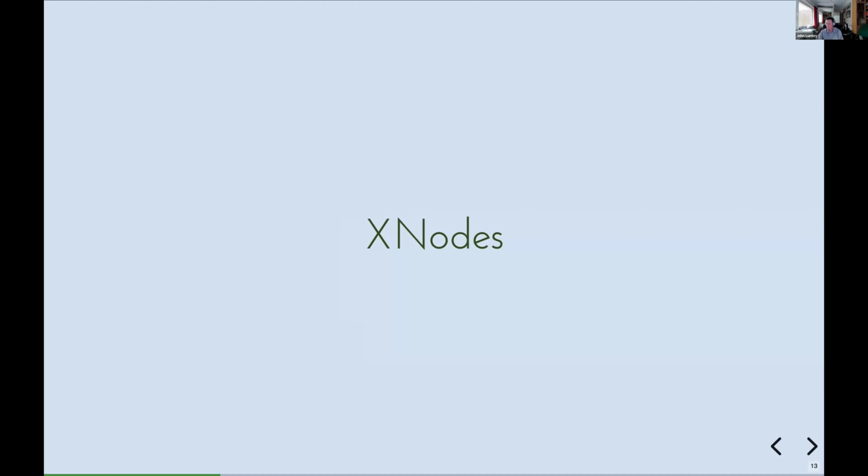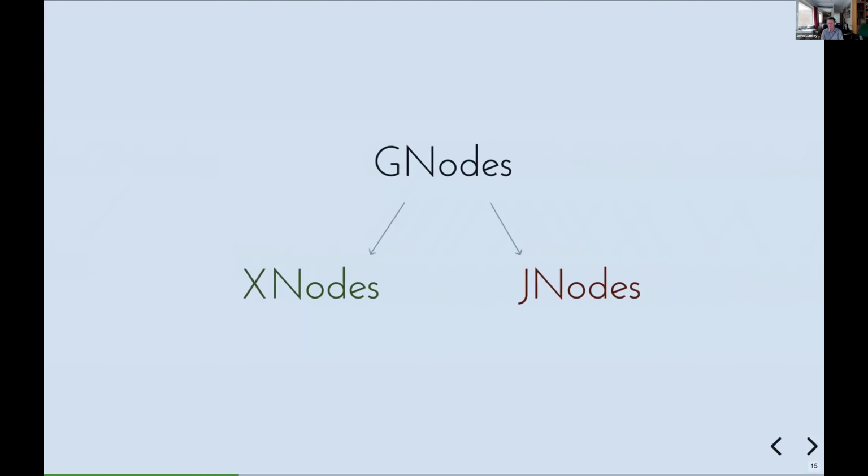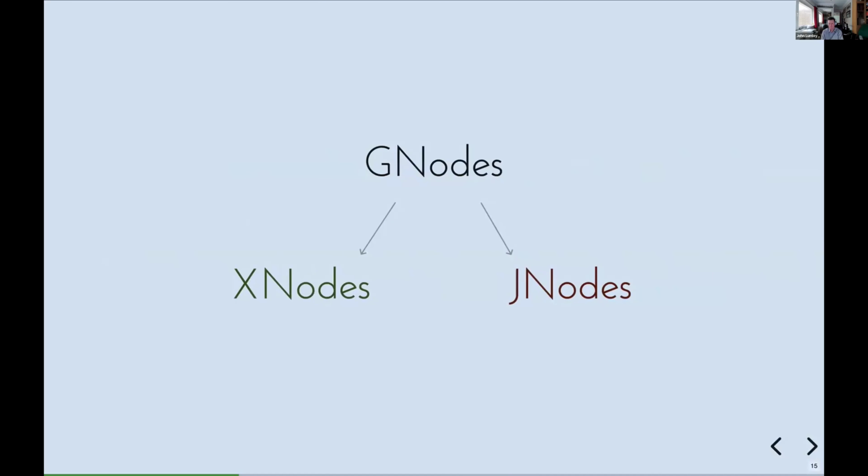And to have as few breaking changes as we could, this is all based on the work of Michael K, obviously. He generalized them to G nodes, which is a generalized node. X nodes are now part of this family. And now we have J nodes as well. J nodes are everything in structured data, so maps and arrays are J nodes.